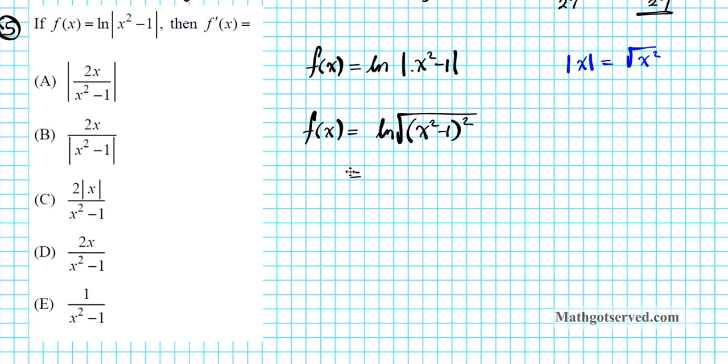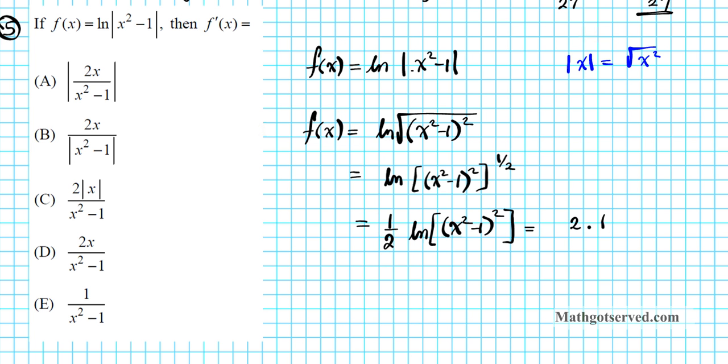Now we can also go further and write this as the natural logarithm of x squared minus 1 squared, raised to the 1/2. Okay, now using the power property of logarithms, we can write this as 1/2 times the natural logarithm of x squared minus 1 squared. And then we can apply the same property again and power this down. This becomes 2 times 1/2 of the natural logarithm of x squared minus 1. You can see these two cancel out nicely.